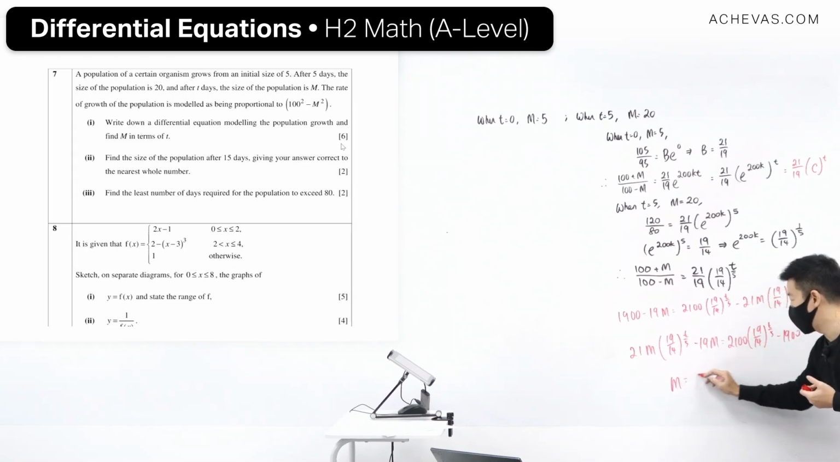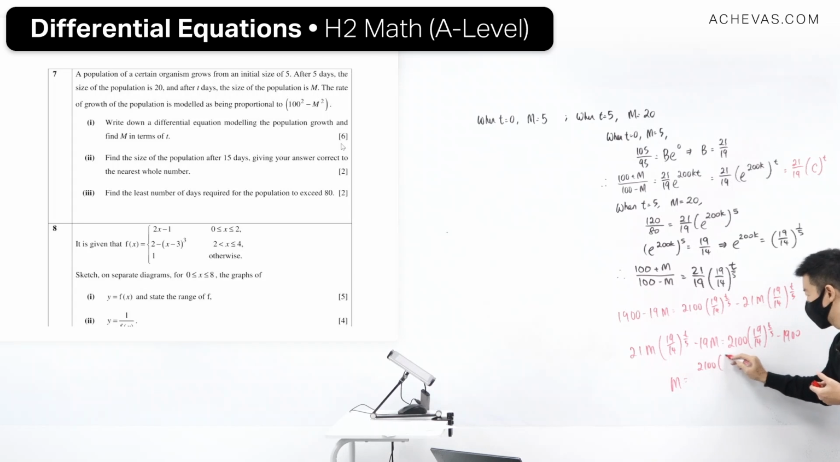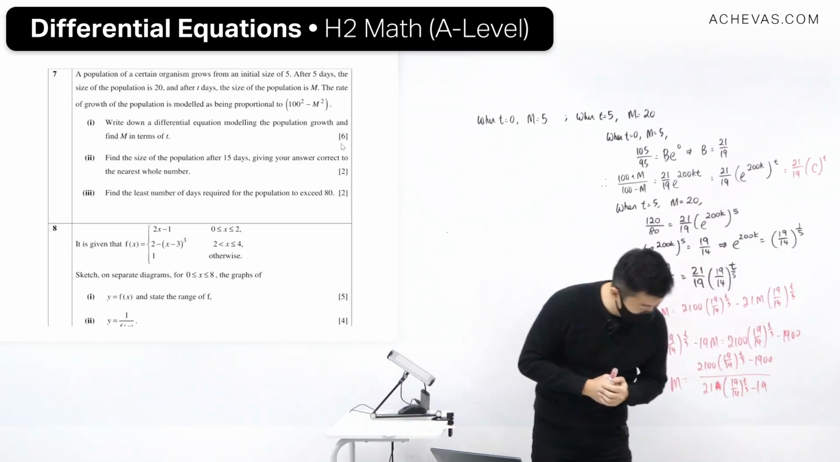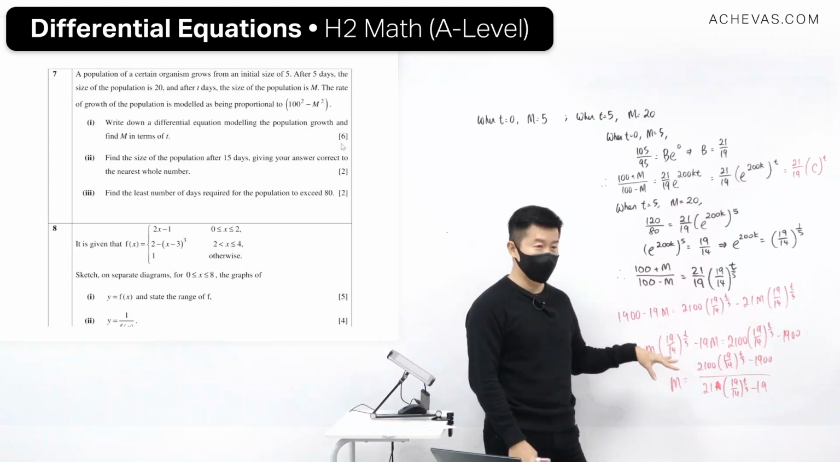This gives me m equal to 2100 times 19 over 14 to the power of t over 5, minus 1900, divided by 19 over 14 to the power of t over 5 minus 19. Okay, I will be getting this. This is okay. In fact, I think the solution has gotten something that is similar to this.